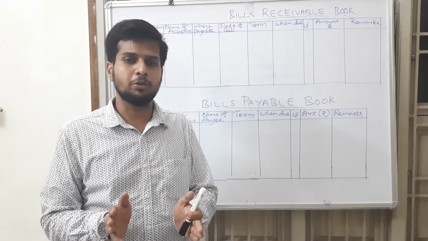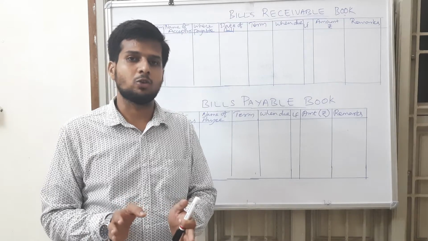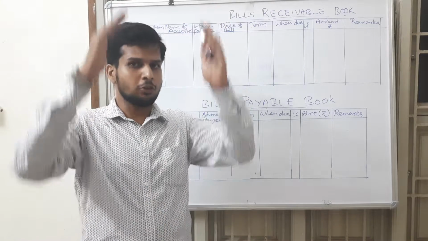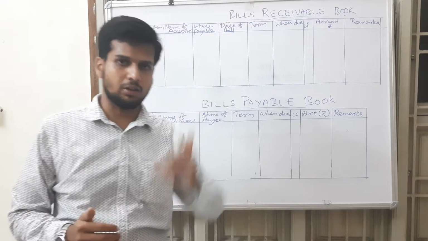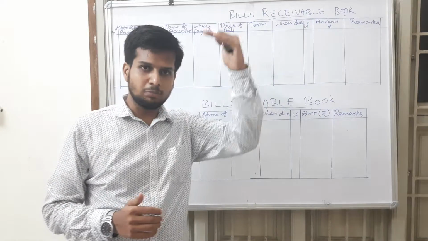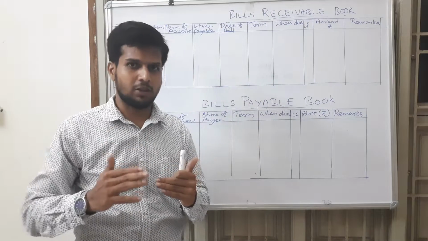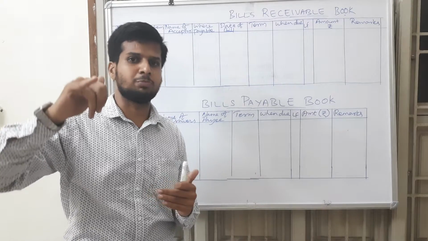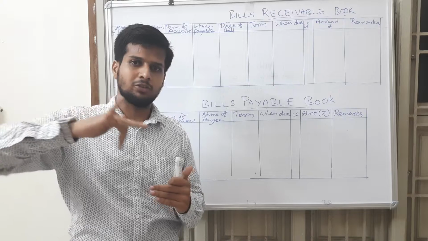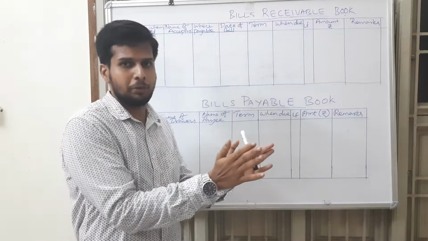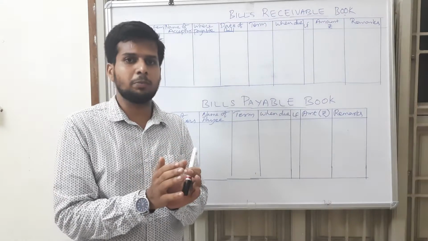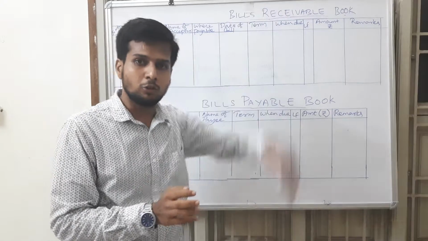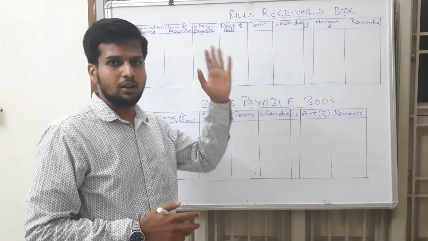Journal proper is the book where we record those transactions that will not come under the above books, that is purchases, sales, purchase returns, sales returns, bills receivables, bills payables, and cash. These books we have separately, but in the journal proper we record those transactions which will not come under them. So that is called the journal proper.